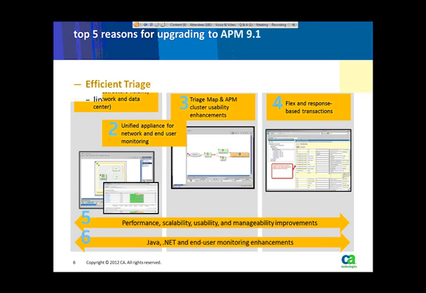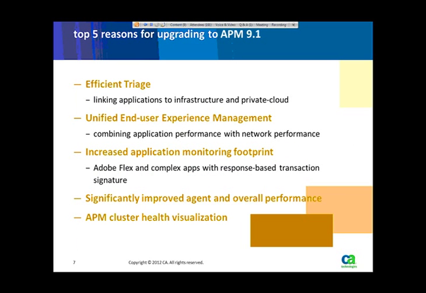So, the top reasons for upgrading to APM 9.1. In APM 9.1, as I mentioned, we made a lot of improvements to existing features, and also we added new visibility into new areas. As you can see, the first one is the efficient triage using our infrastructure-aware application triage capability. Now you can get the visibility from the applications into your infrastructure servers, databases, your virtual machines, and your private cloud environment. Second one is unified end user experience management.